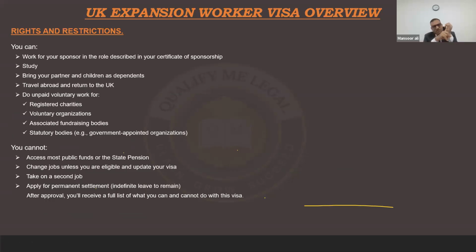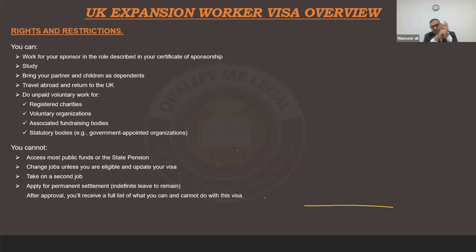Rights and restrictions. You can work for your sponsor. You can study and you can bring your own dependents on this visa. You can do unpaid volunteer work. Let me explain that these are the things which you can do. Again, you can work for your sponsor, you can do volunteer work, you can study on this visa category.